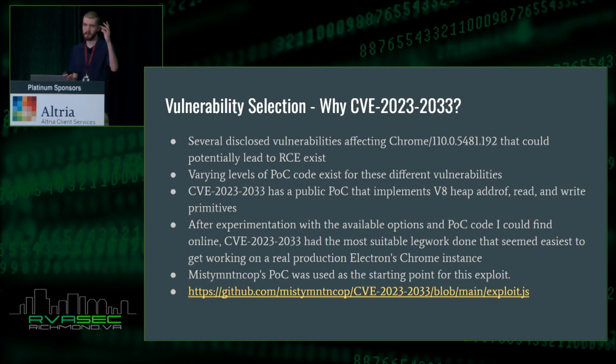Looking through several of them, I played with quite a few, but I ended up settling on CVE-2023-2033 because it had a public POC that implements V8 heap, address of, read and write primitives. So how those are implemented is well beyond the scope of this talk. That is very deeply technical, and this talk stands on the shoulders of giants working from Misty Mountain Cop's POC to actually implement those primitives for this vulnerability. And there is some reference to the starting point that we're working from, which is that exploit script that implements those primitives.